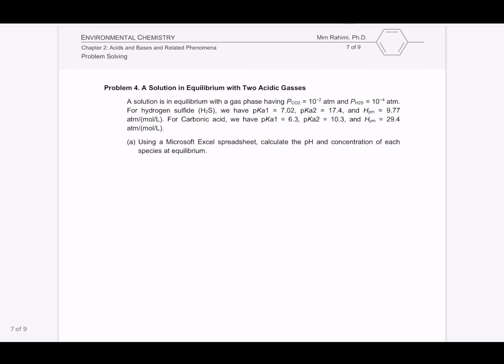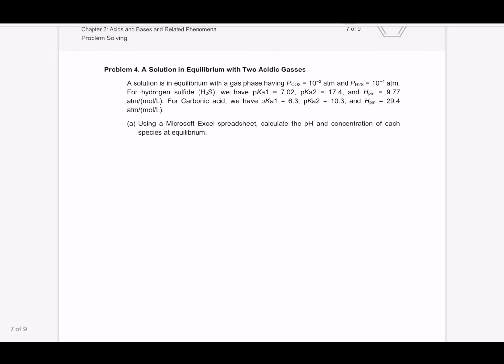So for example, if it's CO2, the partial pressure of CO2 would dictate the concentration of carbonic acid itself in the solution. Now, the solution is actually exposed to two gases. One is carbon dioxide and the other one is hydrogen sulfide. These two have, from the gas-liquid point of view, different Henry constants, so they partition differently. And also when it comes to the solution, they have different pKa's, and they both are diprotic acids, so they have different pKa1 and pKa2.